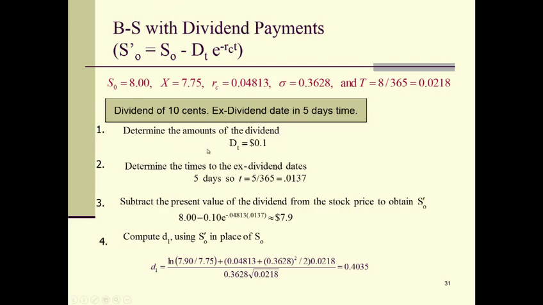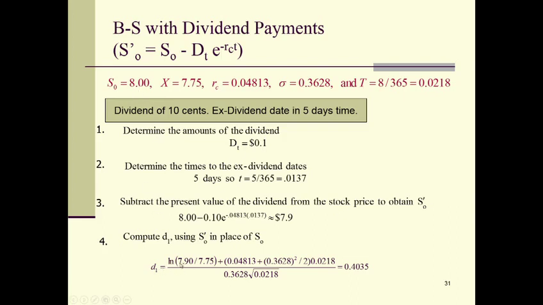First you determine the amount of the dividend, which is 10 cents, and the present value of the dividend in 5 days' time is also roughly 10 cents. So subtract the present value of the dividend from the stock. So S, which is $8, minus present value of 10 cents, which is roughly 10 cents since it's only 5 days, gives you $7.90. Remember, now you have to use the adjusted stock value. Another common mistake. It's no longer $8, it's now $7.90.